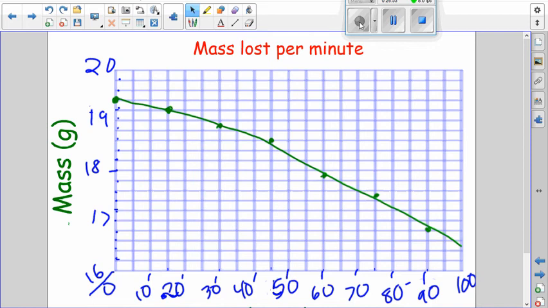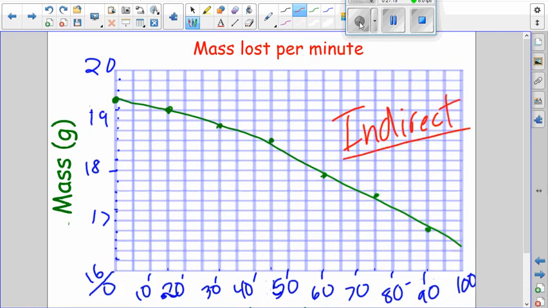Now, do we have a direct or indirect relationship between our mass and our time here? Yeah, Lindley? Indirect. How do you know that? Yeah, the mass is going down while the time goes up. So they have an indirect relationship. They're doing the opposite thing. So below your graph where it says direct or indirect, you guys want to circle indirect. That's what you guys want to circle below your graph.